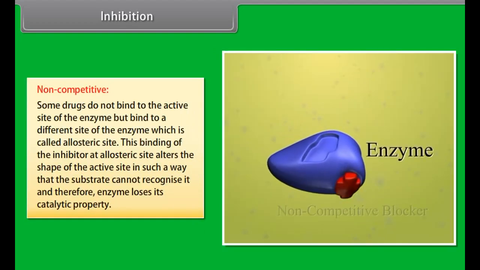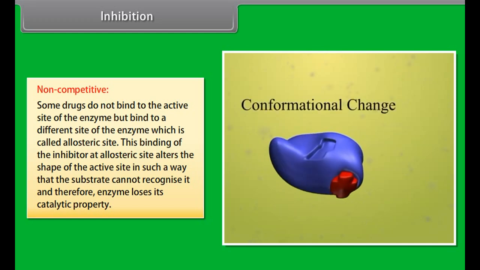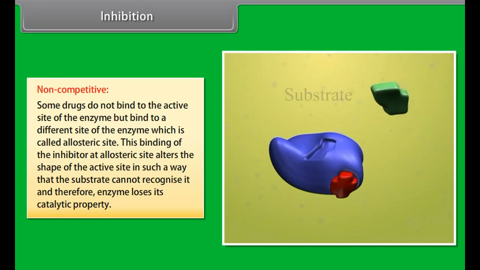Some drugs do not bind to the active site of the enzyme, but bind to a different site of the enzyme, which is called allosteric site. This binding of the inhibitor at the allosteric site alters the shape of the active site in such a way that the substrate cannot recognize it, and therefore the enzyme loses its catalytic property.